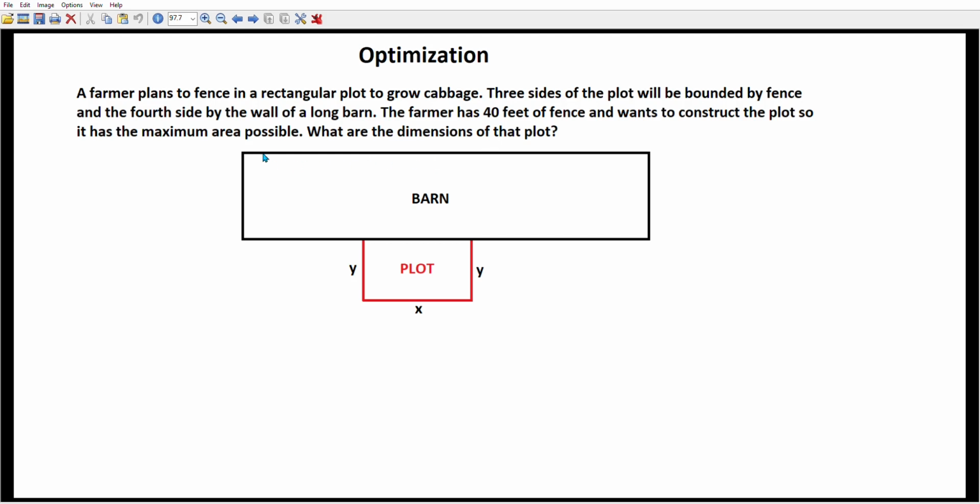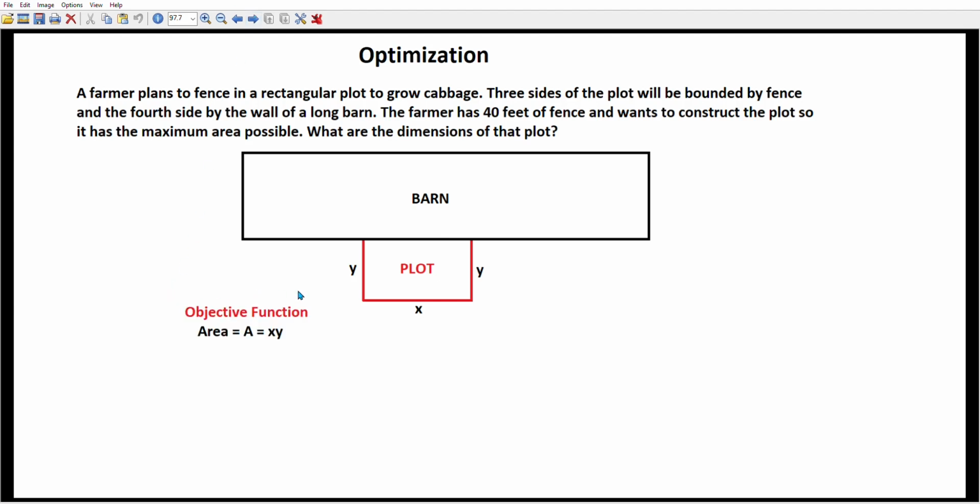And here's a picture of what's going on. Here's our long barn. Here's the plot. These three sides that are red are fence. The length of the fence on the side parallel to the barn is X, and these other two sides are Y. And what we're now going to do is look to maximize the area of that plot.